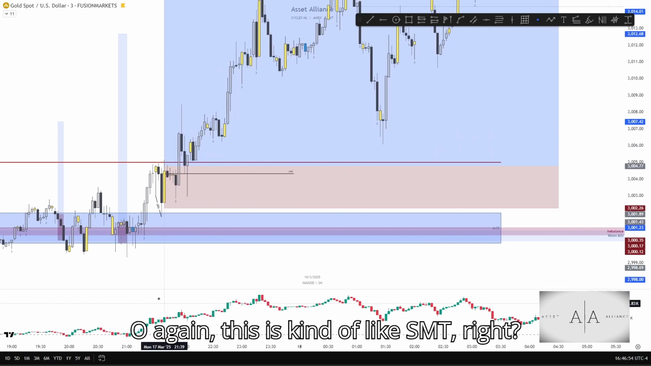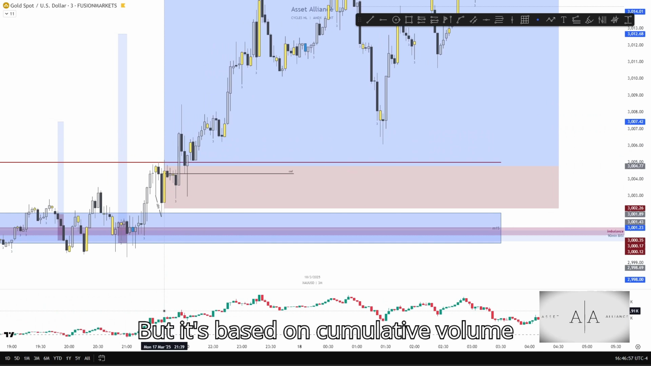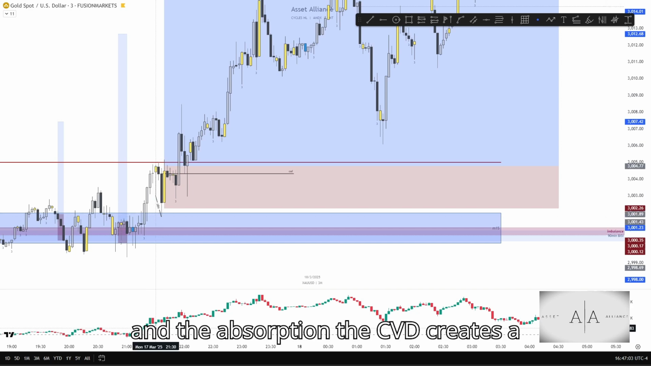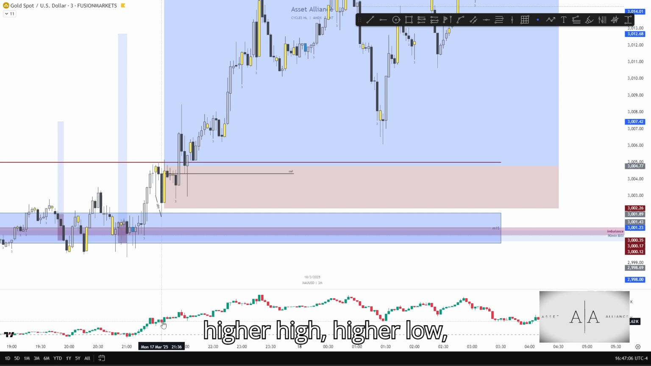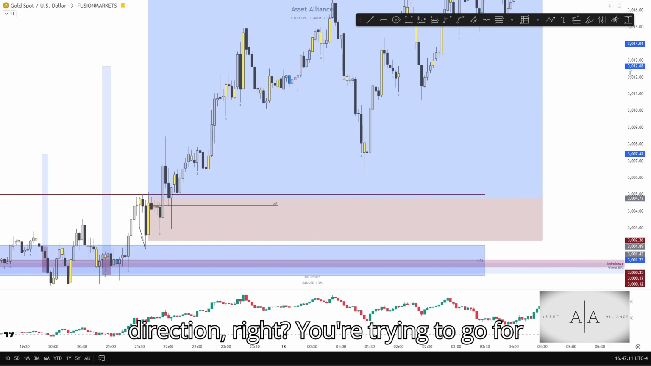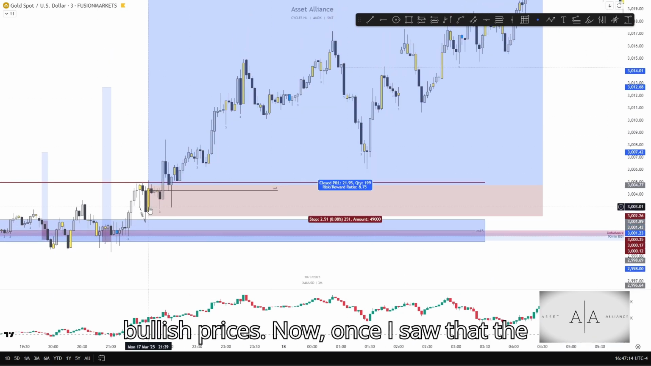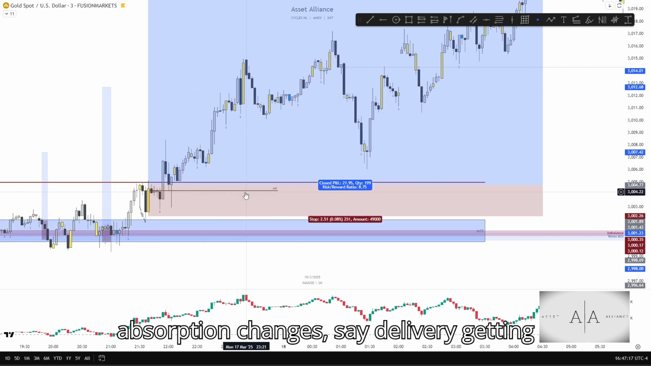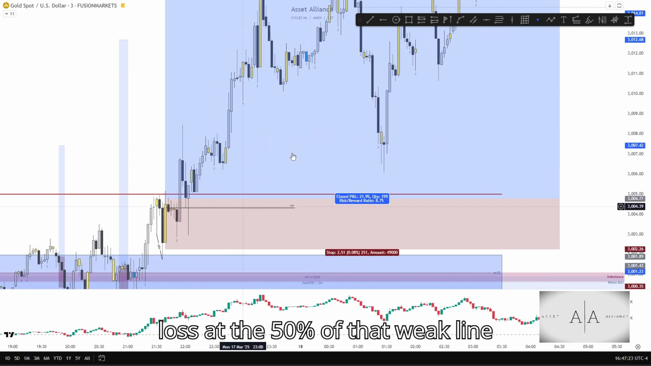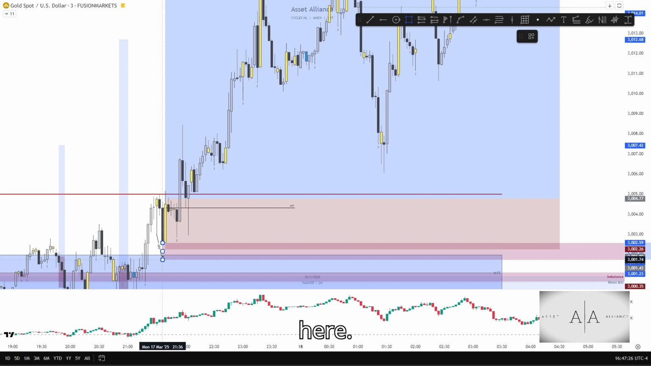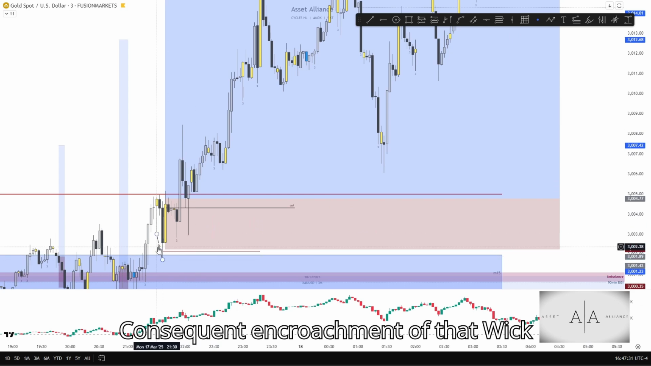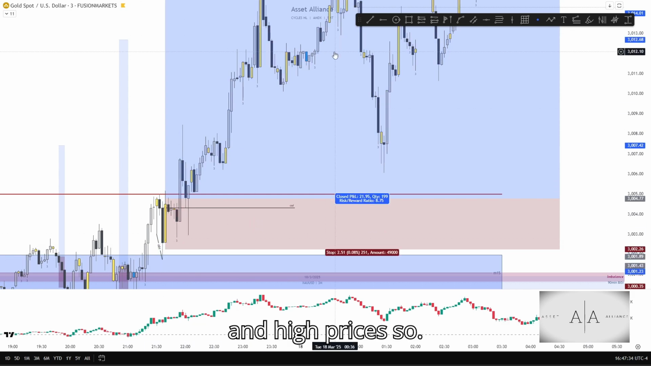So again, this is kind of like SMT, right? But it's based on cumulative volume delta. Now, if you have an absorption creating a lower low and the CVD creates a higher high, higher low, you're trying to go in the opposite direction, right? You're trying to go for bullish prices. Once I saw that absorption, change of state delivery getting created, I didn't wait for a retest. I just took the trade right there. Stop loss at the 50% of that wick line here, right above it. Consequent encroachment of that wick and higher prices.